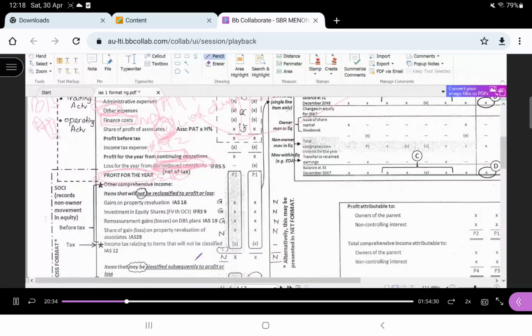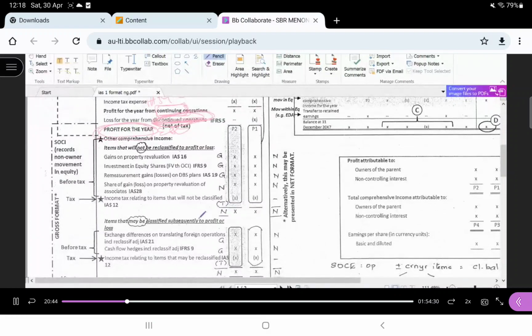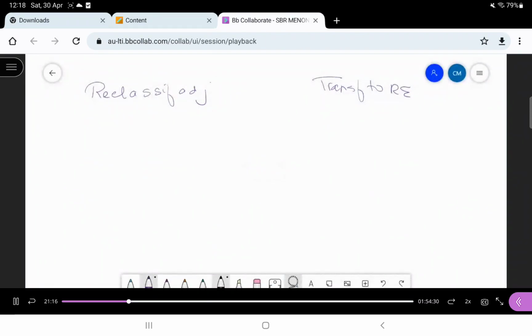To be very frank, UK promotes transfer to RE. US promotes reclassification adjustment. And why do we have both? Because when the IASB did a convergence project with UK, that is what happened. When the IASB did a convergence project with US, that's what happens. But of course, IASB has its own reasoning for accepting both. So first, let's ignore the justification behind this. Let's understand first what is reclassification adjustment.